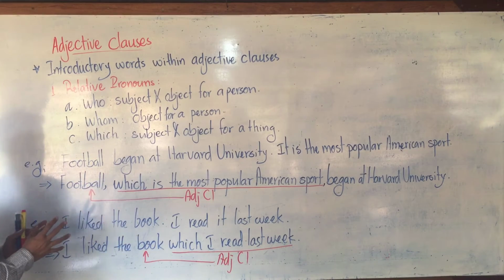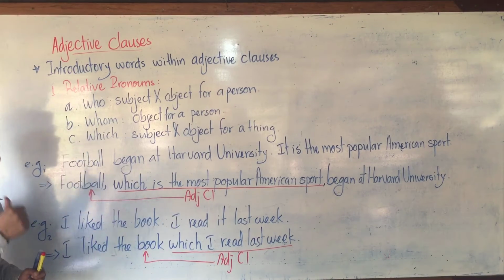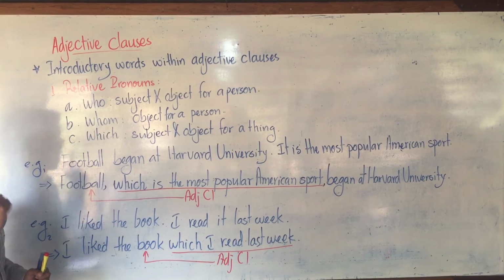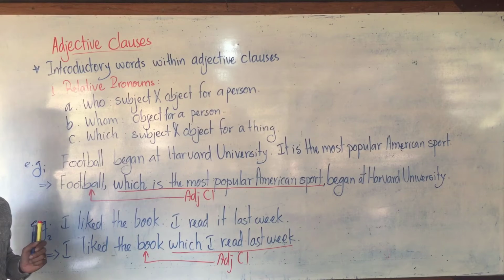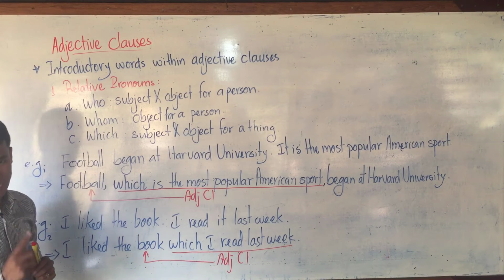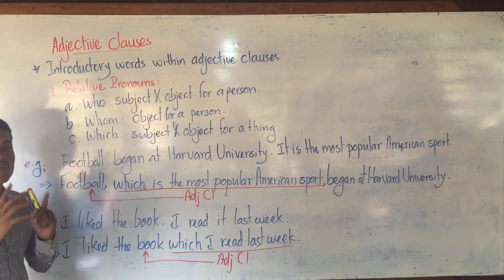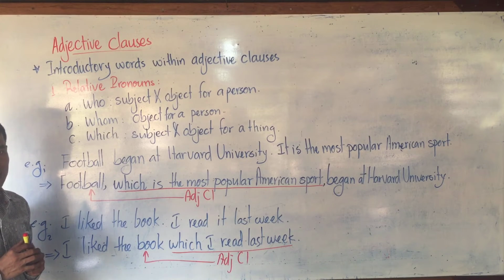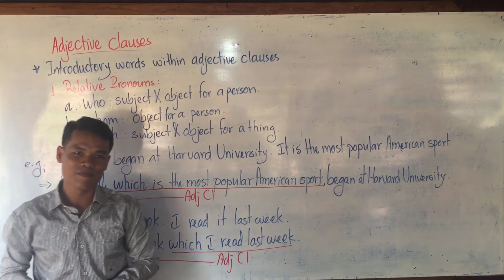When we use a defining relative clause, it means that the antecedent noun is usually a common noun. The adjective clause here is called a defining relative clause. It does not need a comma at all. When an antecedent noun or head noun is a proper noun like football here, normally the adjective clause is used with a comma. It is called a non-defining relative clause or non-restrictive relative clause. Does it make sense, everyone?